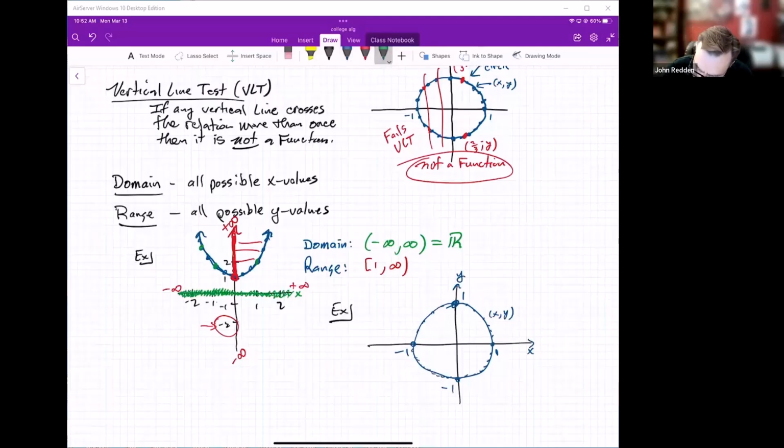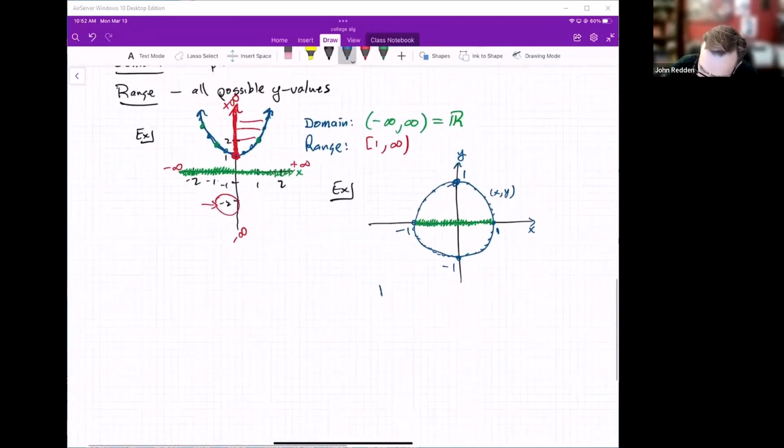So the domain are all the possible x values. For this, the possible x values you could see here are between -1 and 1. Right, and so I can spell that out. I could say the domain here is from -1 to 1. Actually, they're inclusive, right? Since we're including the endpoints, I'm going to have to erase these and put square brackets. Those are inclusive.